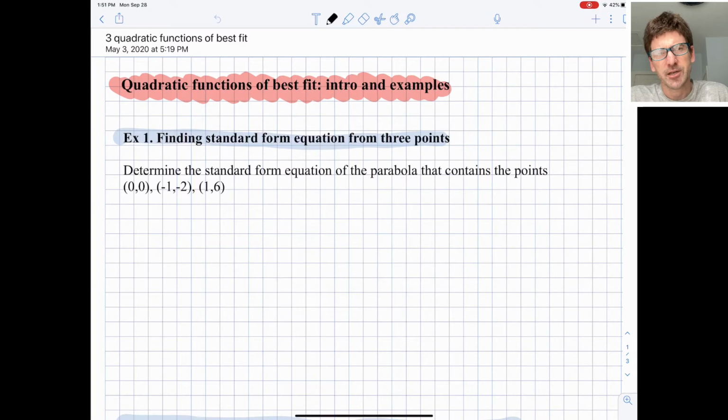In the challenge video that'll come after this, we'll actually be working with some real-world data and trying to find an equation of best fit.